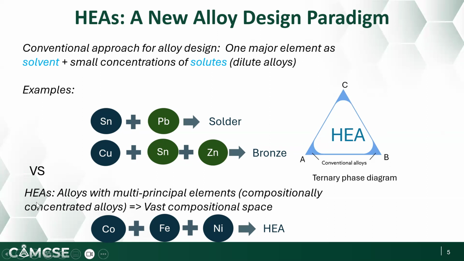In contrast, high entropy alloys are a family of alloys with multi-principal elements, which means that you can mix multiple elements all in significant proportions. For example, you can mix cobalt, iron, and nickel all in significant proportions near equiatomic ratios, and this gives you a high entropy alloy. In this case, high entropy alloys allow us to explore a vast compositional space in the central region of the phase diagram.